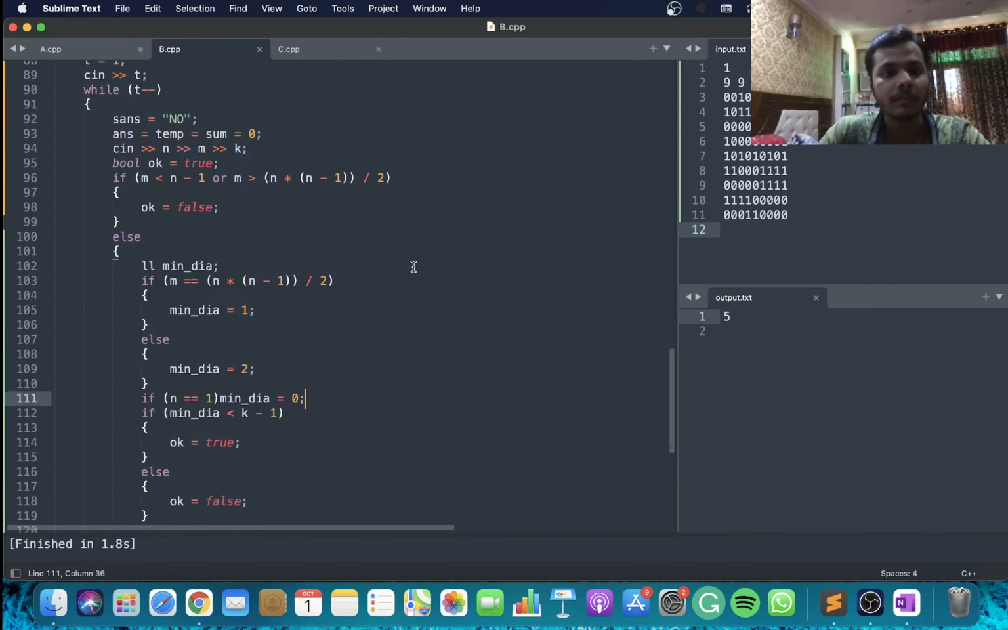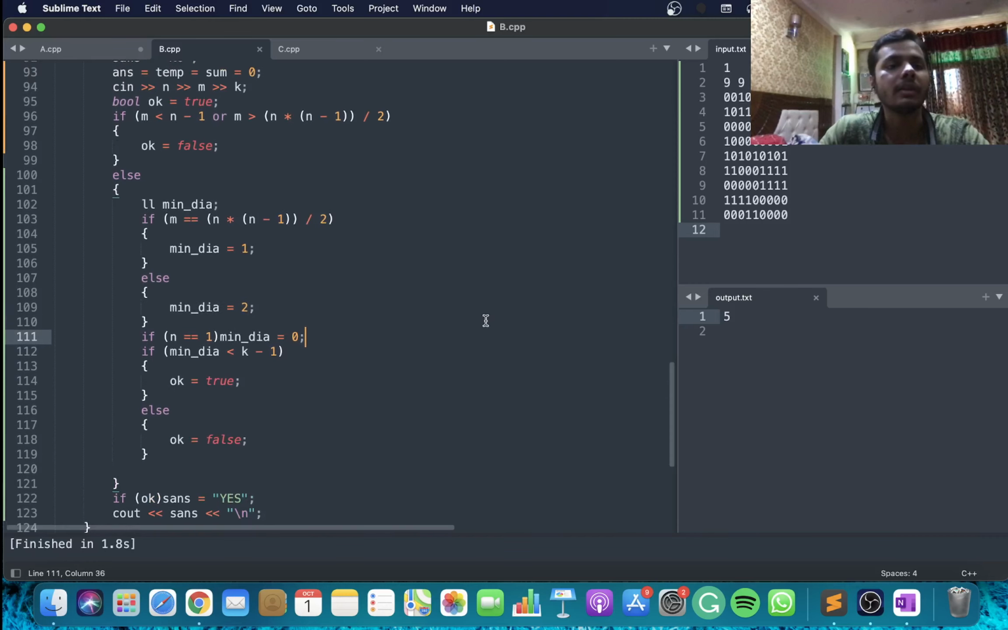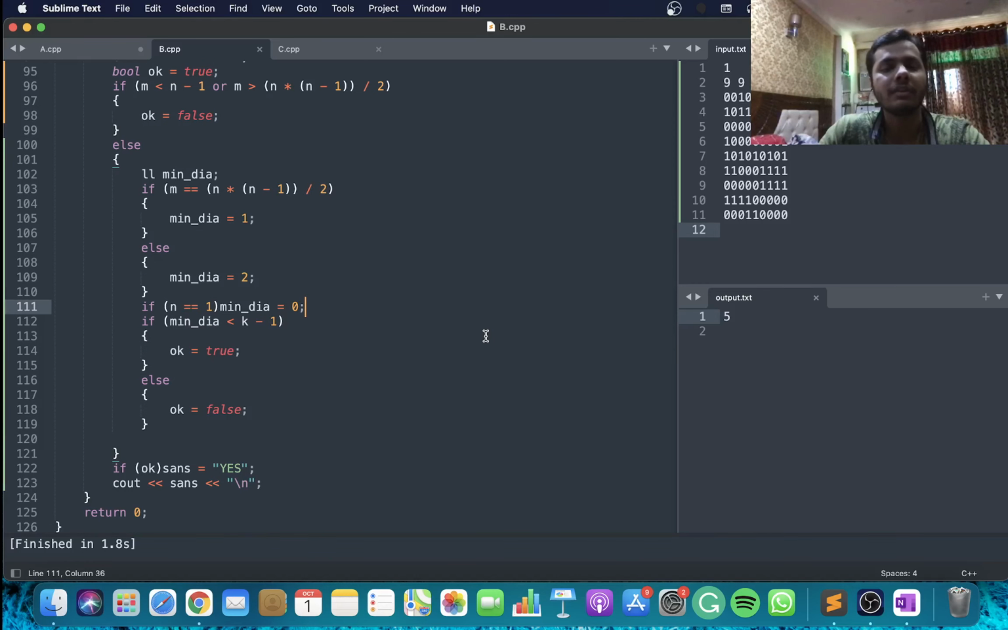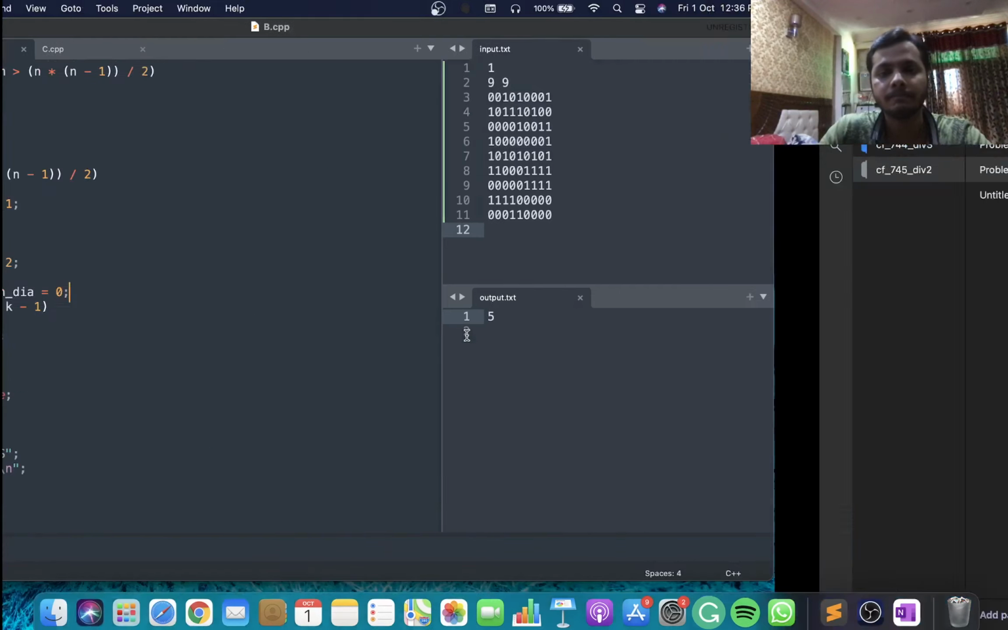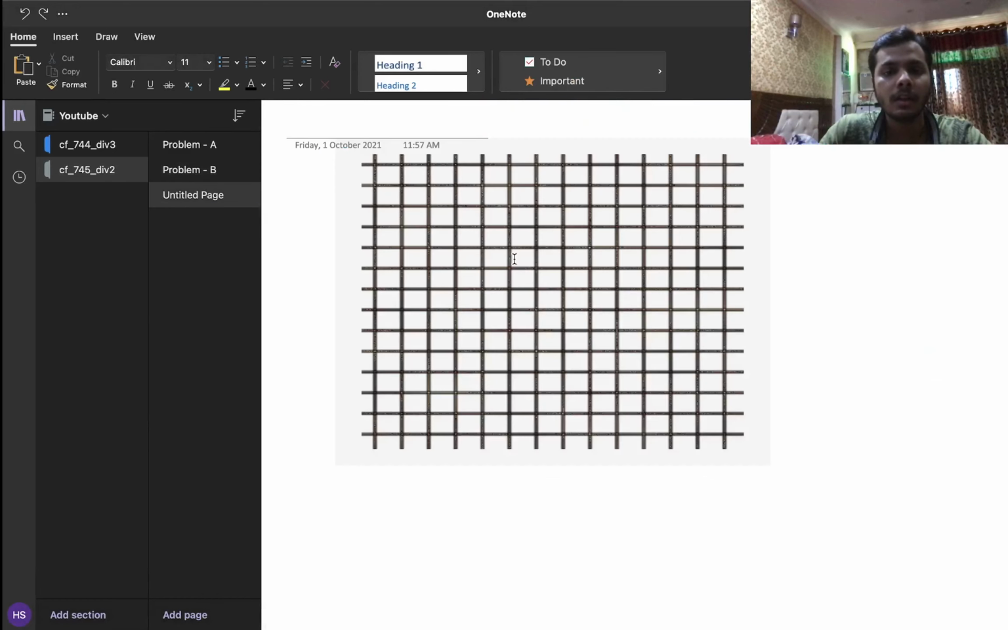Right, so yeah, this was problem B. Pretty simple and trivial problem, just casework. If you have a sound knowledge of graphs, you have probably solved it already. I hope things were clear with this problem.